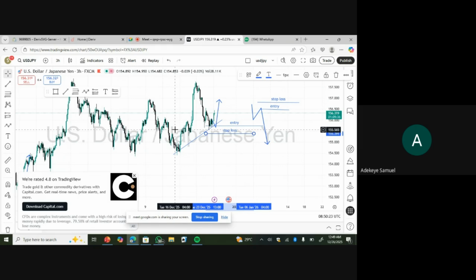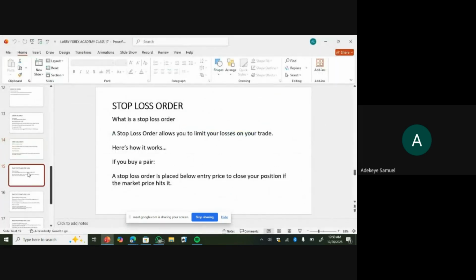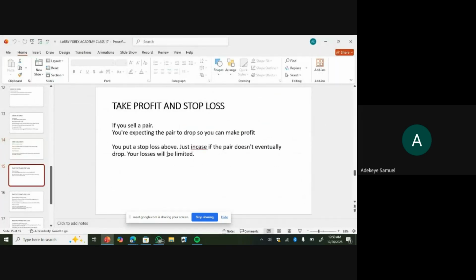All right. Now that is that for that. So let's talk about take profits. What is take profits? All right. Sorry, this is the continuation of stop loss.